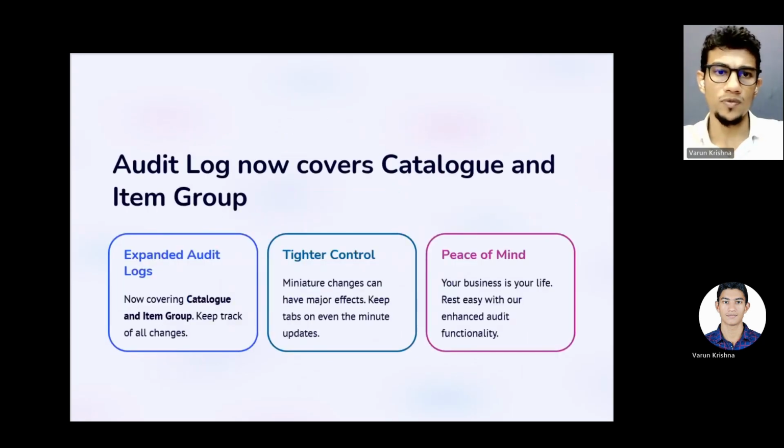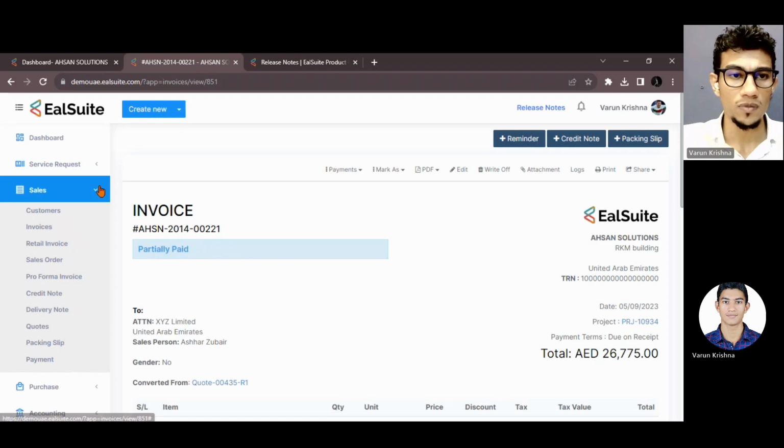The next one: the audit log now covers catalog and item group. The audit log was a very important feature, right? This was already present in all of the bills, and in the past weeks we also introduced it into some of the inventory adjustment section and the warehouse transfer sections. Right now we have introduced it into catalog and item group as well. So we have further expanded our audit logs, and let's take a look into it.